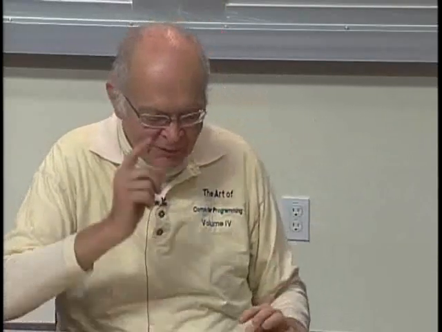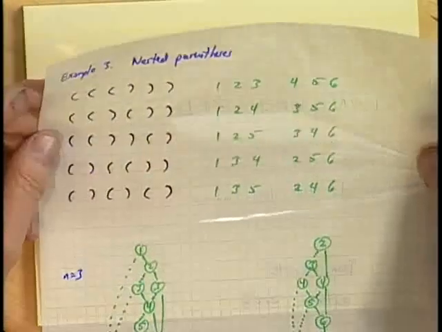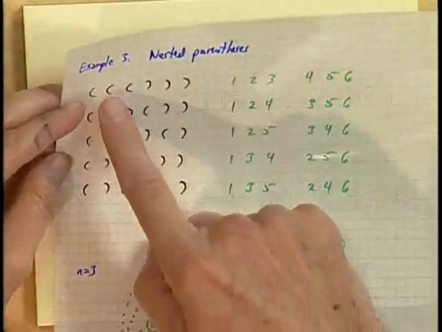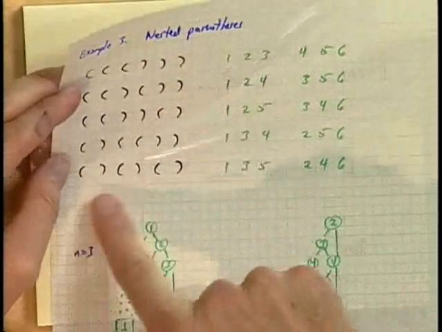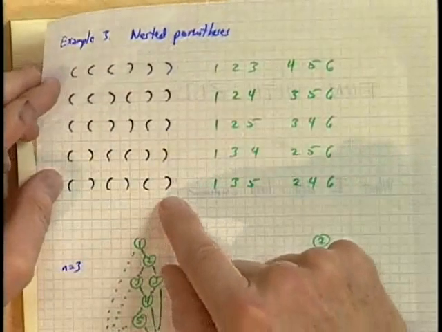All right, nested parentheses are one of the important ways to describe tree structure inside a computer, and I'm not going to dwell on that. But here are the five ways to take three left parentheses and three right parentheses and have them properly nested.